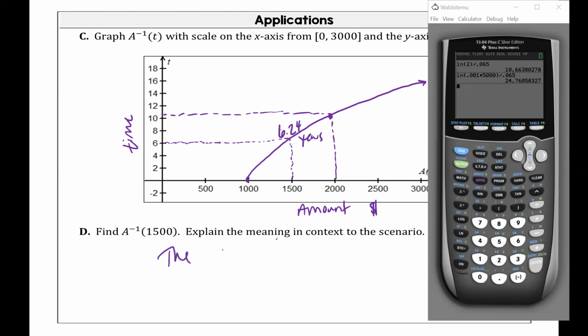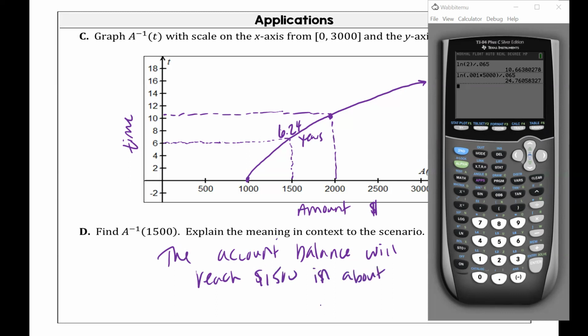So the account balance will reach $1,500 in about 6.25 years.